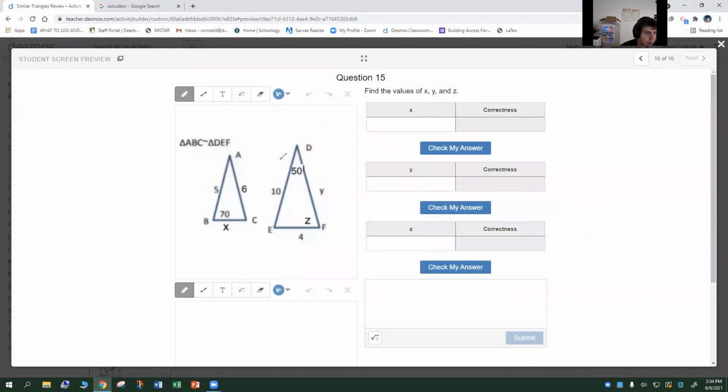Okay. And then the last one here, again, angles are congruent. So B is going to match up with E. A and D match up, so A is 50 as well. The three angles of the triangle add up to 180, so we can do 180 minus 50 minus 70. That's going to give us 60. So C and Z would both be 60 degrees.